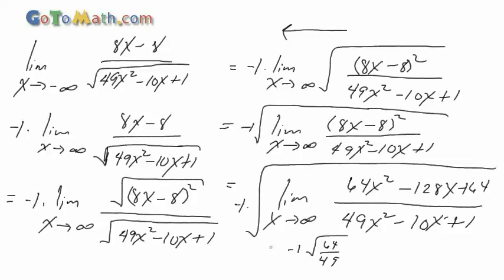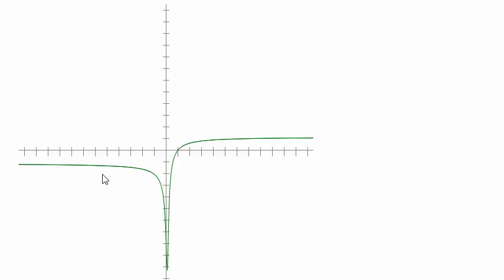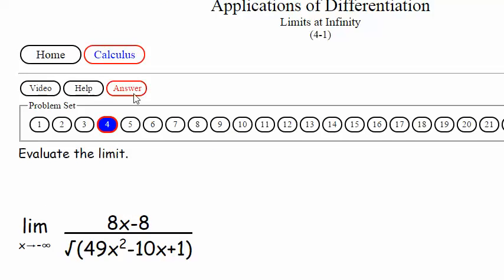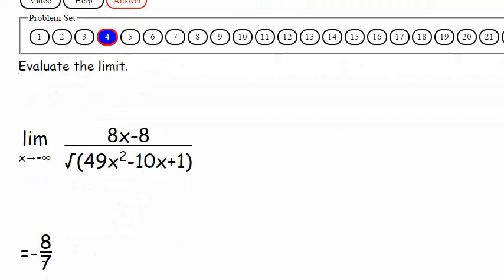Remember, don't forget the negative 1 there. And so the square root of 64 is 8, and the square root of 49 is 7. And so we end up with negative 8 sevenths, which is a little bigger than 1, but it's negative. All right, so that's all you got to do to deal with that kind of stuff. Negative 8 sevenths, so let's remember that. Does that look like about negative 8 sevenths? Looks about like it to me. Let's hit the answer, and that's what we come up with, negative 8 sevenths.